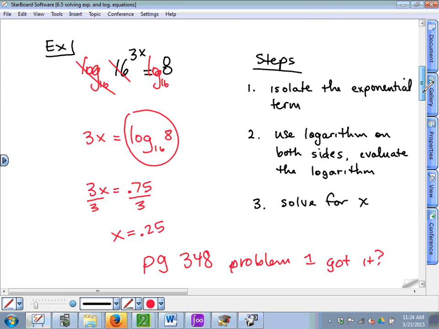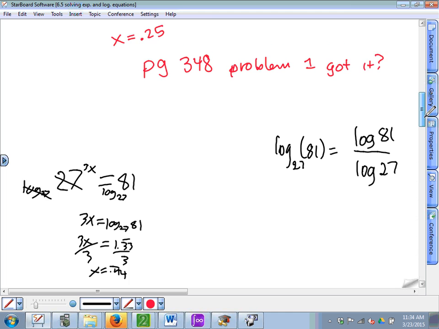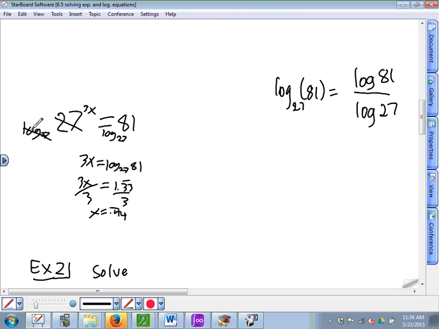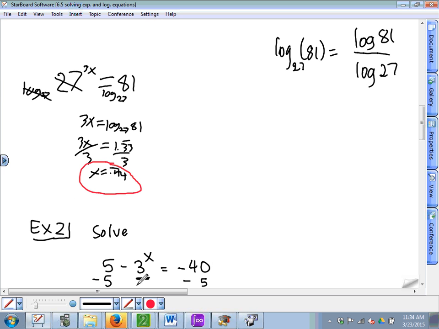Yeah, I suppose it is. So we can do point 4. Do a log base 27 on both sides. Log base 27 of 81 is 1.333 repeating. Divide by 3, and you get 0.444 repeating. Nice. It's pretty much the same. Okay, check this one out. Write that one down.